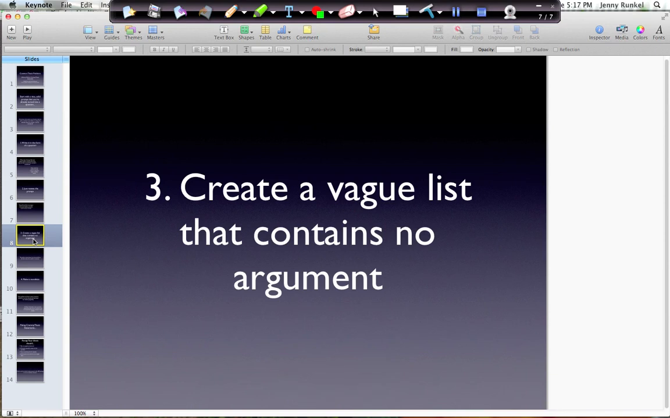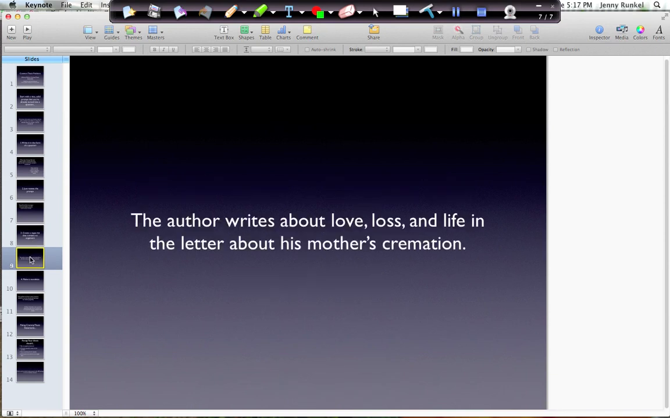Okay, fixing the one where we create a vague list. You know, I don't know if this one is worth fixing. It's not a bad part of an introduction, but you would want to go on and discuss how the author does that. So the author writes about love, loss, and life. That's just a little vague. I'd want to be specific. I'd want to specify, and I would add something.